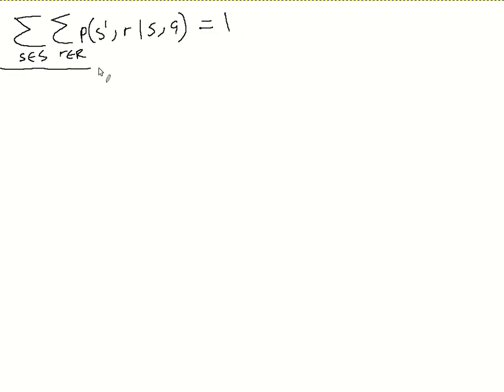So we had that the summation through all possible states and all possible rewards of the probability of ending up in some future state S prime and gaining some reward R, given that you're in some state S and you take an action A. All of those probabilities should sum up to 1. Right? That's basically what we're saying.